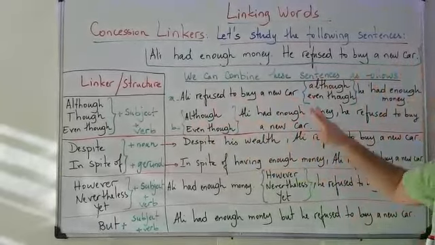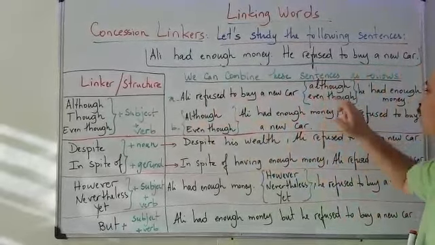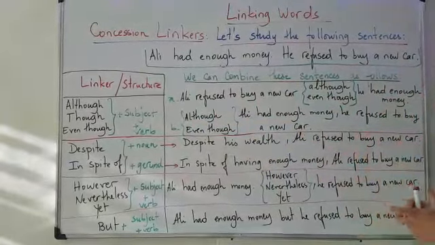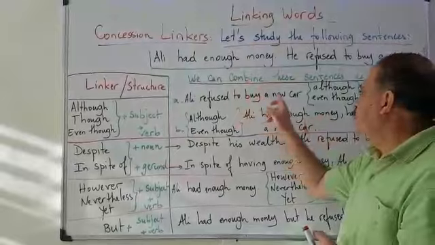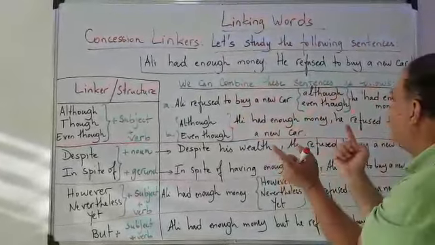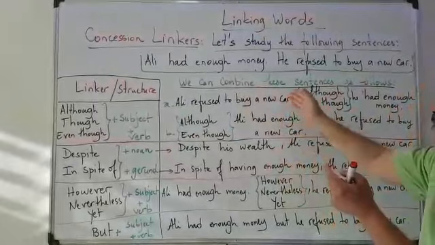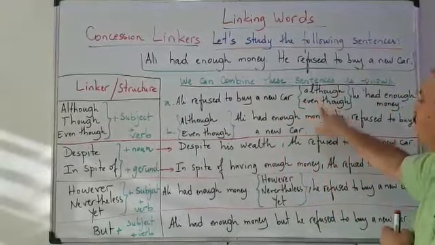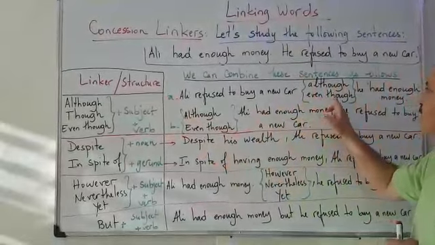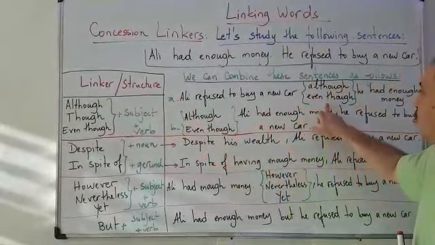So we have two things. Although, even though he had enough money. So Ali refused to buy a new car. Although, look at the position of although and even though. We can also use though in the middle. لاحظتوا معايا هاد أدوات الربط جاو وسط الجملة.